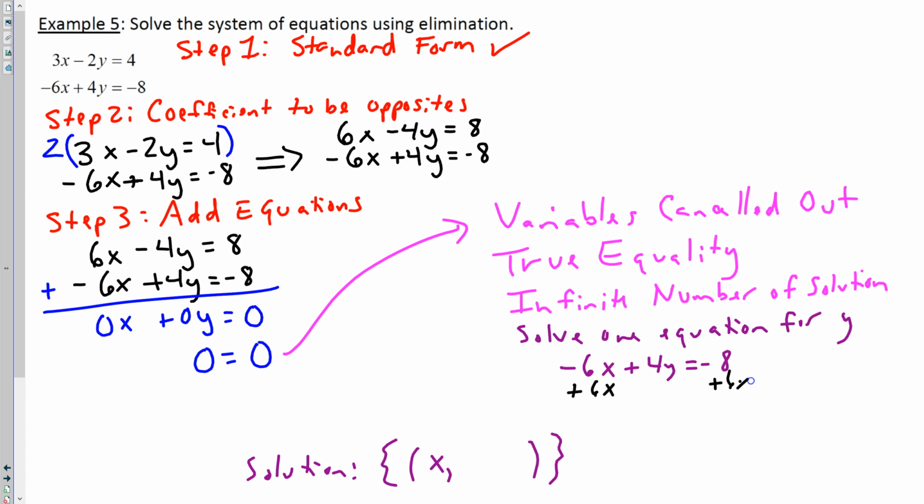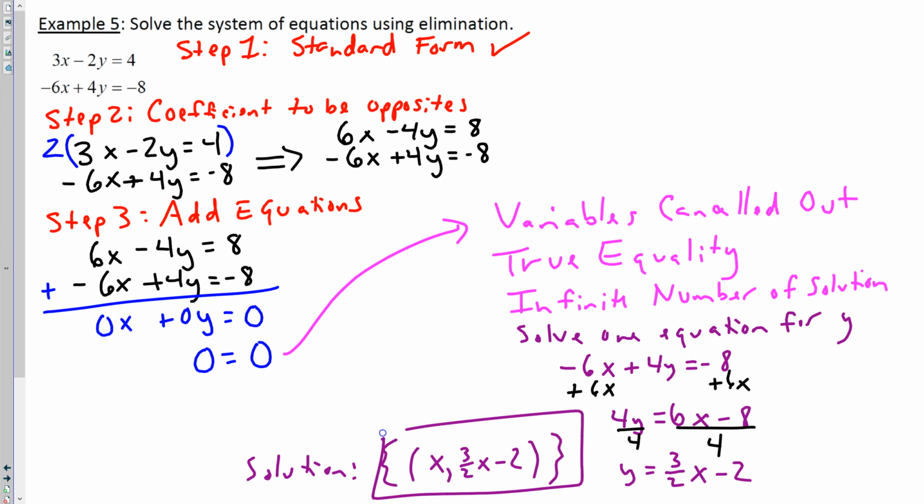So I can add the 6x over, and I'd be left with 4y equals 6x minus 8. I think that looked more like a 6 there. And then I got to divide by 4. So I get y equals 6 divided by 4, which we can reduce to 3 over 2x, and 8 divided by 4, which is 2. So that's going to be what I plug in to my point form here. Instead of the y, I'm going to write 3/2 x minus 2. And that's just one way to write our solution.